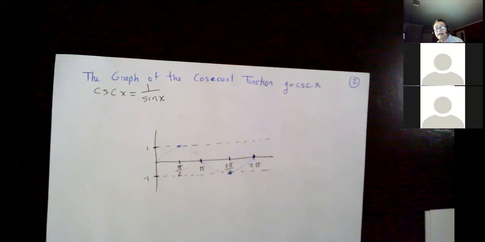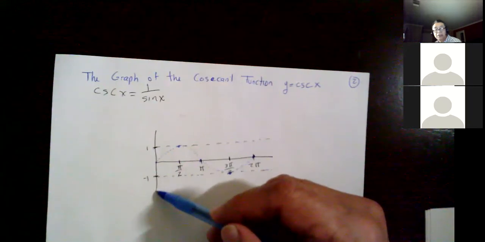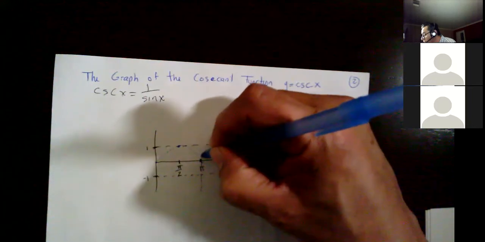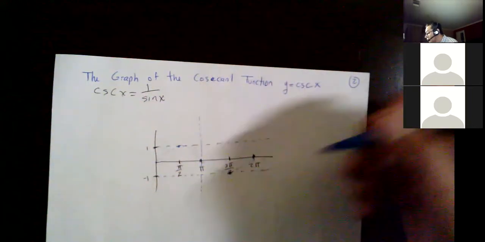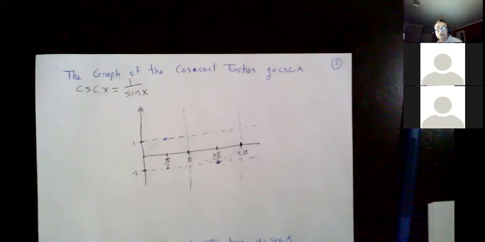So since this is undefined, 0 is a vertical asymptote. Pi is also a vertical asymptote. So I'm going to draw a vertical asymptote right here. And also I'm going to draw another vertical asymptote at 2 pi. Again, the y-axis is also a vertical asymptote.